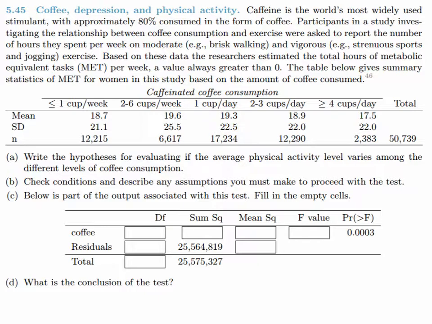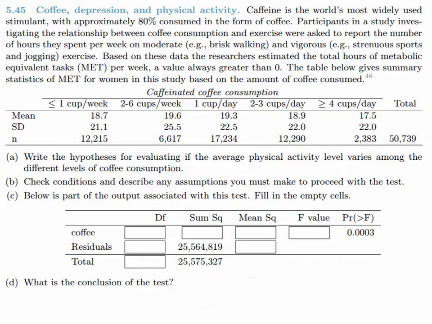So we have our data here, and what they want us to do is write the hypothesis for evaluating if the average physical activity level varies among different levels of coffee consumption. Okay, so let's get a whiteboard up here so we can do that. So we have two hypotheses. We're going to have the null and we're going to have the alternate. And so how do we go about writing those?